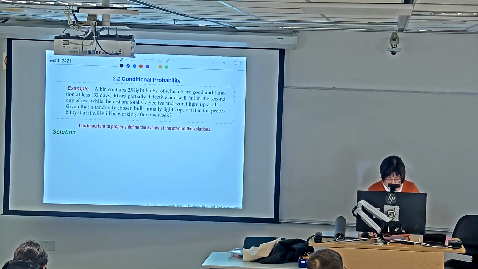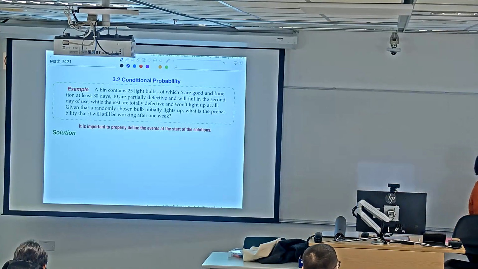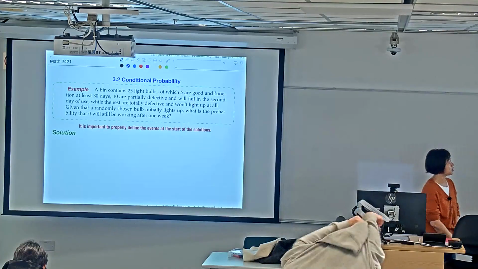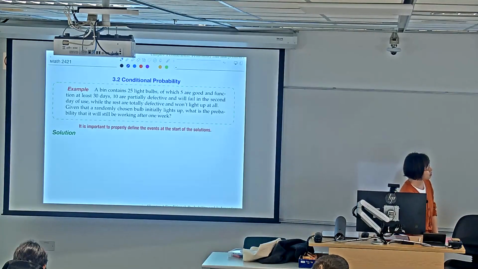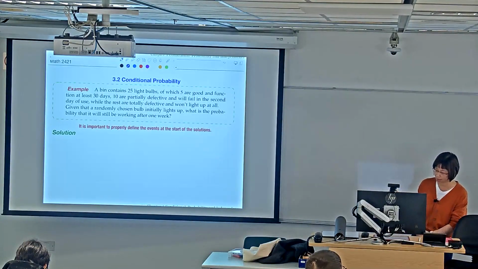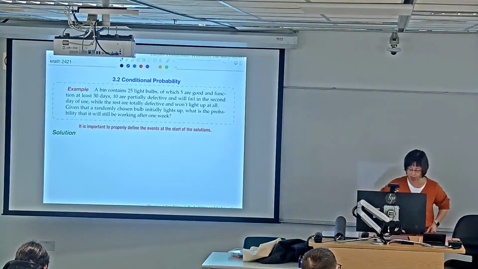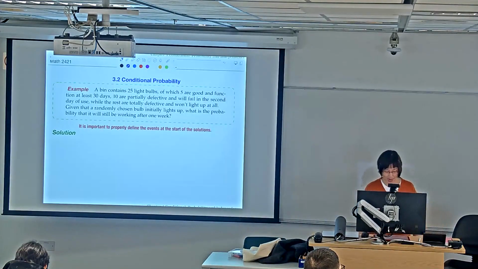Okay, here's another similar example. A bin contains 25 light bulbs, of which 5 are good and function at least 30 days, 10 are partially defective and will fail in the second day of use, while the rest are totally defective and won't light up at all. Given that a randomly chosen bulb initially lights up, what is the probability that it will still be working after 1 week?